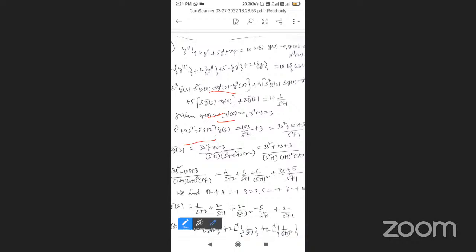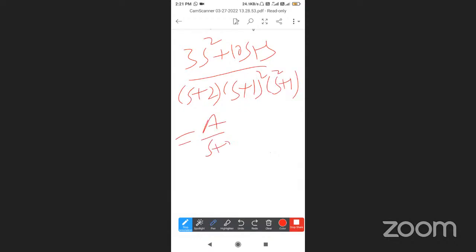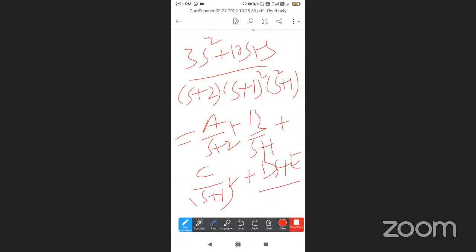Now we get the partial fractions. So 3s square plus 10s plus 3 by s plus 2 into s plus 1 whole square into s square plus 1 is equal to A by s plus 2, plus B by s plus 1, plus C by s plus 1 whole square. For the complex factor s square plus 1, the term is Ds plus E by s square plus 1.